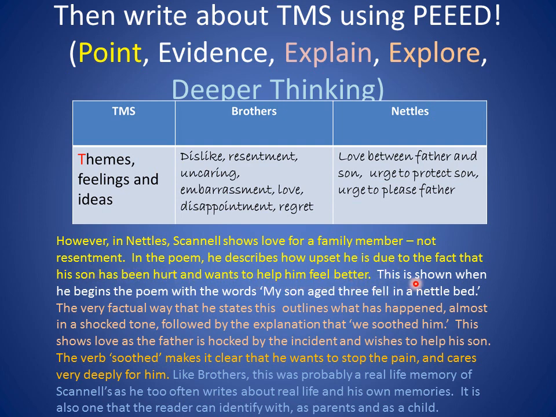Now my evidence. This is shown when he begins the poem with the words, "My son, aged 3, fell in a nettle bed." The very factual way that he states this outlines what has happened almost in a shocked tone, followed by the explanation that we soothed him. It's fine to put two little quotes in to explain what you're thinking. This shows love as a father is shocked by the incident and wishes to help his son. The verb soothed, so this is my exploration, makes it clear that he wants to stop the pain and cares very deeply for him.